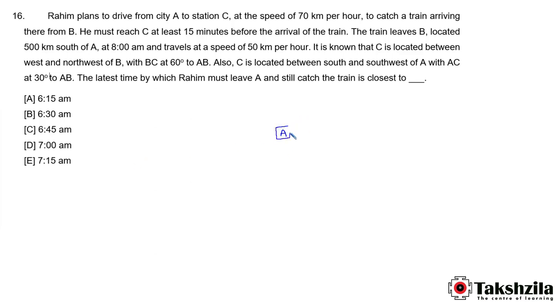Let's say city A is here and city B is going to be over here, south of A, and the distance is going to be 500 kilometers. And after that, C is located between west and northwest of B, with 60 degree to AB. So it is going to be like this. This is city C, which is in between west and northwest. And this angle is going to be 60 degrees.